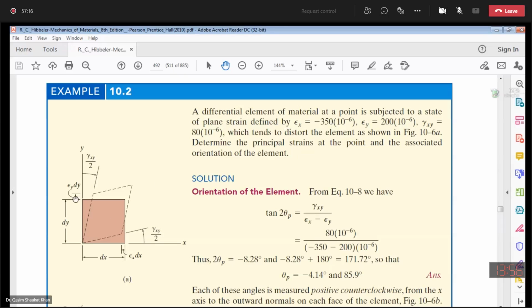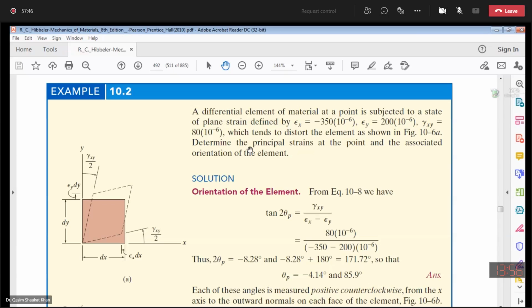Then along the dy, you have an increase in length, which means this strain has resulted in the elongation of the element. Then your shear strain, this angle has reduced from 90 degrees. So gamma xy by 2, gamma xy by 2, so it is positive.